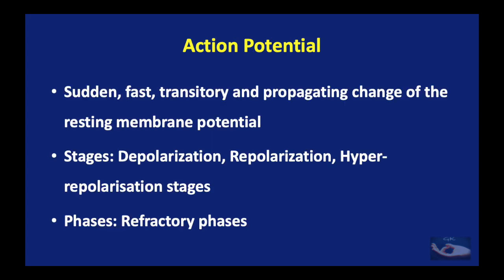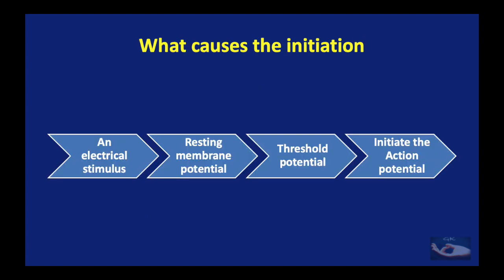When it is stimulated, the action potential forms. The action potential is a sudden, fast, transitory and propagating change of the resting membrane potential. It has got three stages: the stage of depolarization, the stage of repolarization and the stage of hyperpolarization, and there are refractory phases in the action potential. So, when there is an electrical stimulus, it acts on the resting membrane potential and then it reaches the threshold potential, after which the action potential is initiated.